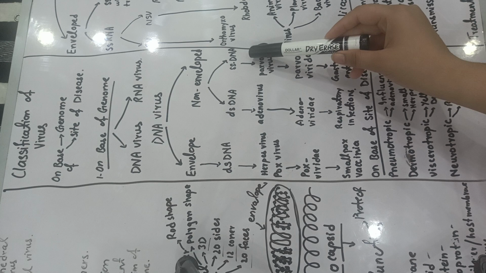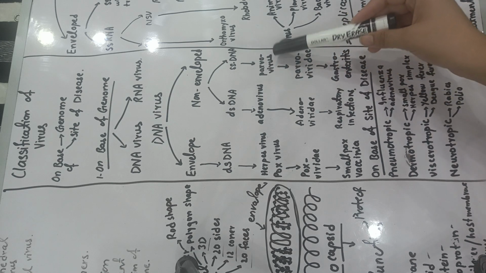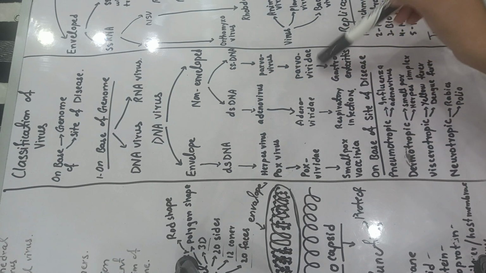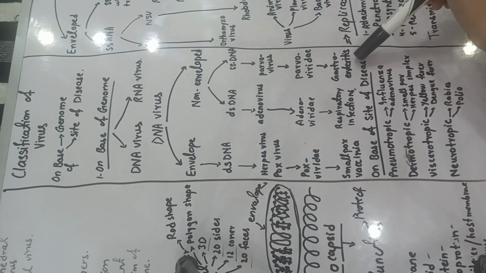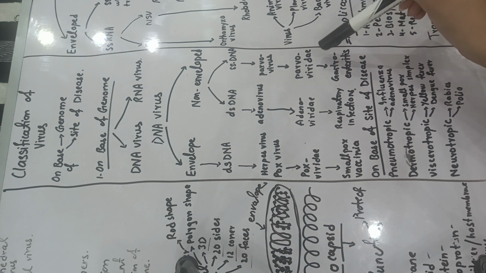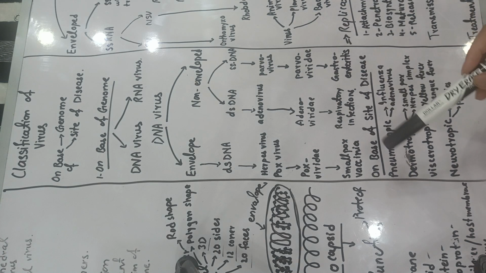Last is the single-stranded DNA. Its example is parvovirus, and Parvoviridae is its family, and it causes gastroenteritis. Gastroenteritis means inflammation of your GI tract. So they are responsible for this disease inside the human body.